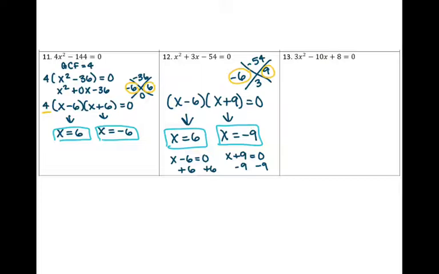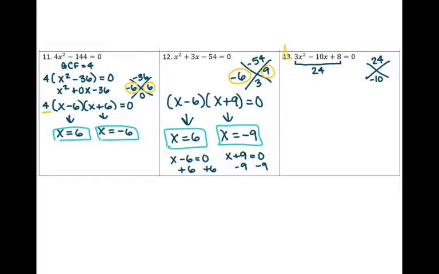Okay, number 13. So I have this 3 in the front. Unfortunately, 10 and 8 are not divisible by 3, which means I need to actually deal with a coefficient of a that is not 1. So in order to do that, I'm going to multiply my first and my last term. That gives me 24. Now I'm going to go to my giant X. I'm going to put my 24 on top and negative 10 on the bottom.